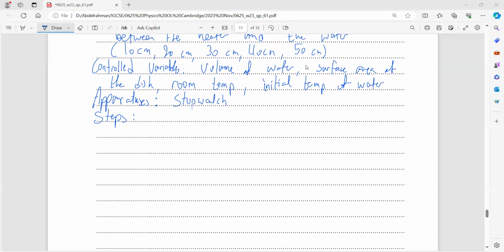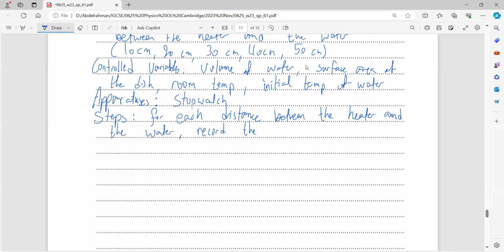For each distance between the heater and the water, record the time taken for the water to completely evaporate. That's it.